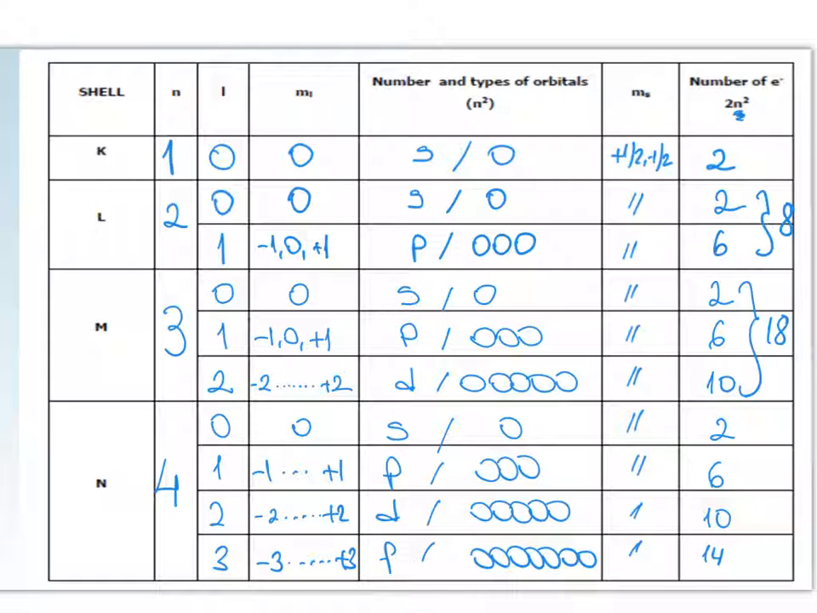So when you calculate the total number of electrons that a specific energy level can take by using this formula here, you can calculate it as 2n squared, so 2 times 4 squared, which makes 32. So when you sum all these numbers up, you're going to end up with the same numbers.